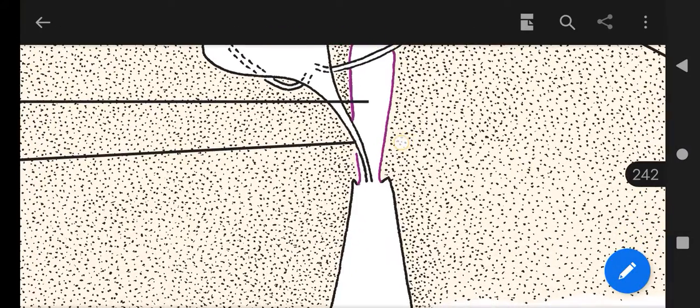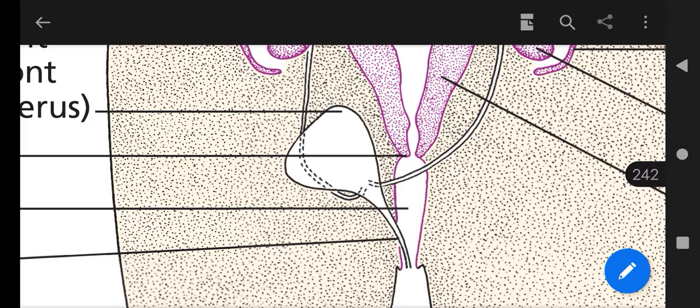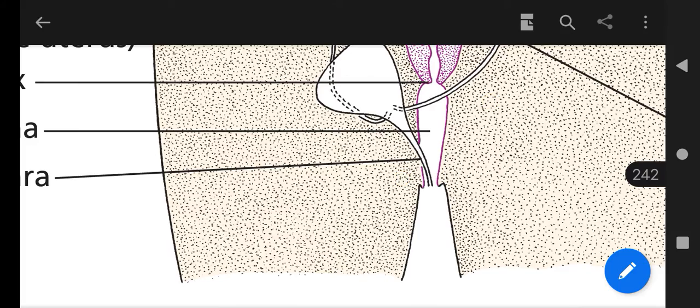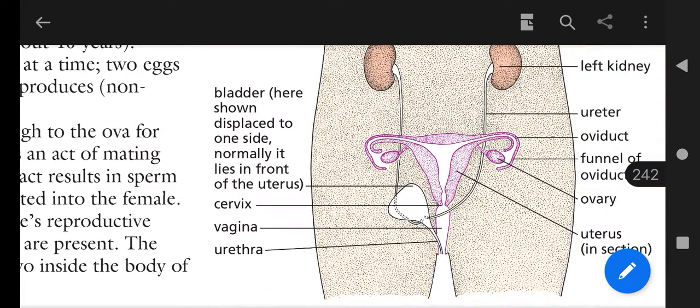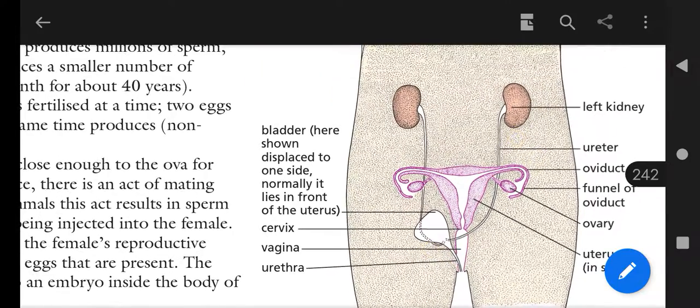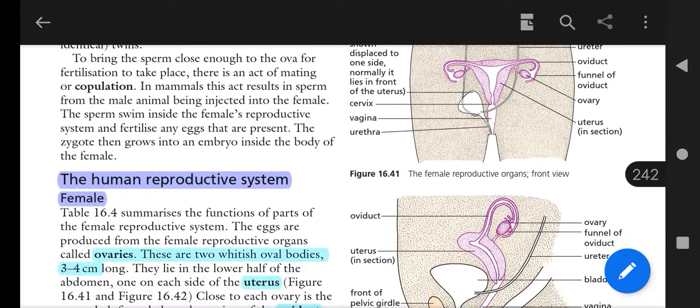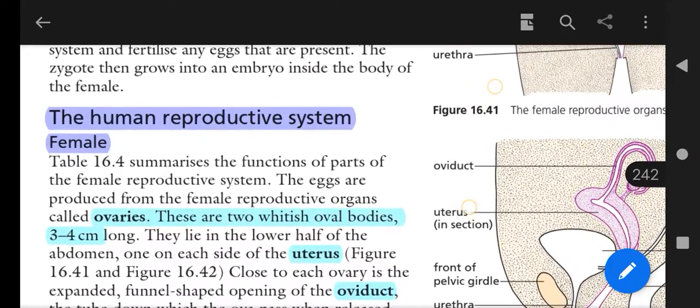Then the constricted part is called the cervix, and the vagina, and the external opening is that. That is the bladder. The exact location of the bladder is in front of the vagina, and the urethra has a separate opening. So these are the major female reproductive system organs, which are involved in different functions.